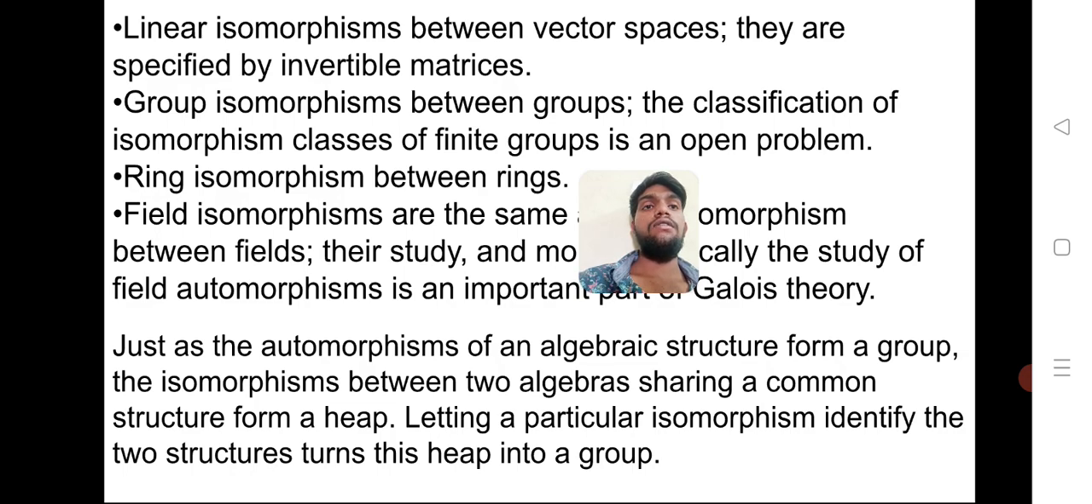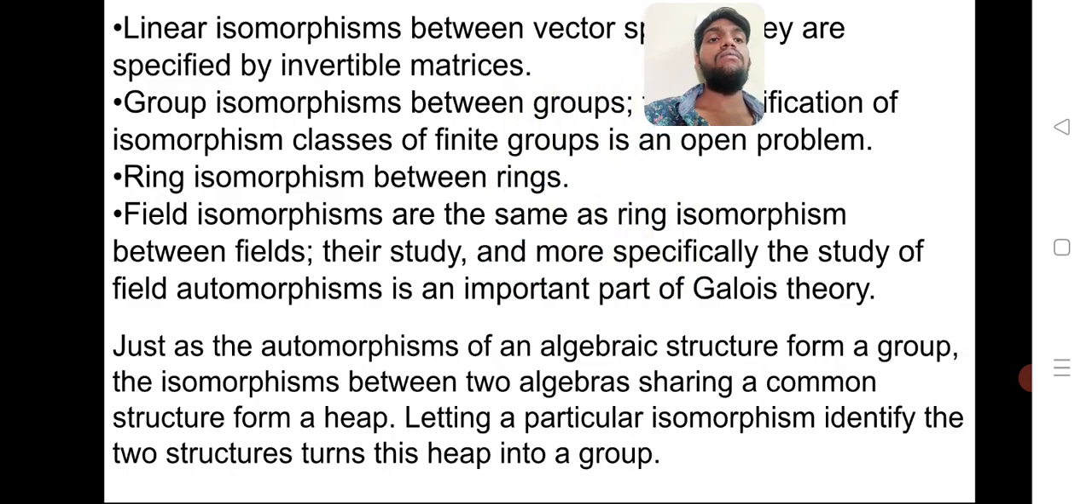Group isomorphisms between groups. The classification of isomorphism classes of finite groups is an often open problem. Ring isomorphisms between rings. Field isomorphisms are the same as ring isomorphisms between fields. Their study, and more specifically the study of field automorphisms, is an important part of Galois theory. Just as the automorphisms of an algebraic structure form a group, the isomorphisms between two algebras sharing a common structure form a heap. Letting a particular isomorphism identify the two structures turns this heap into a group.